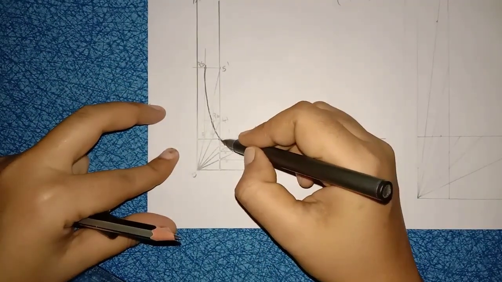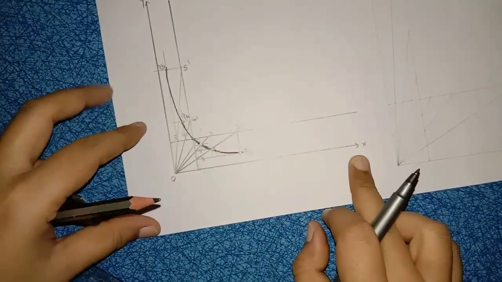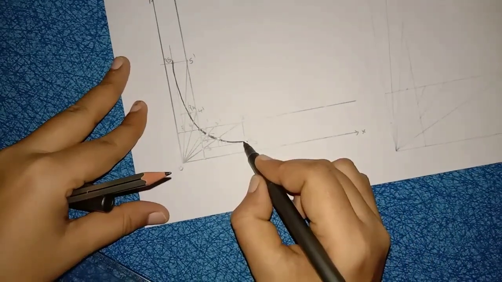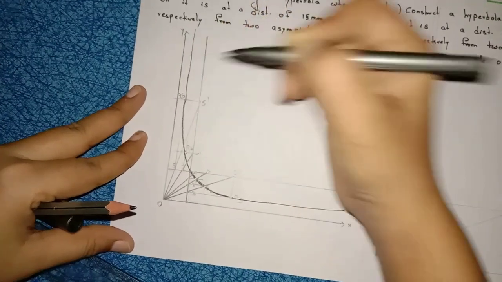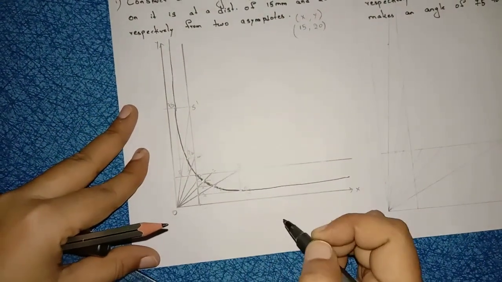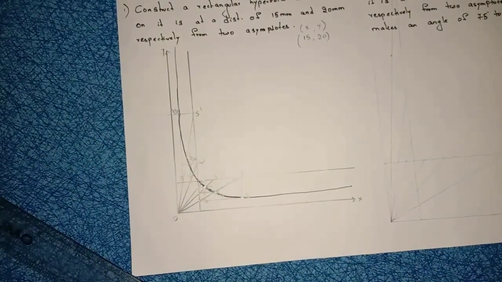Right? But one condition is here. The x-axis line is still here. So extend this curve till x-axis. Extend this curve till y-axis. Now you can identify the shape of the hyperbola. Right? So this is your problem.